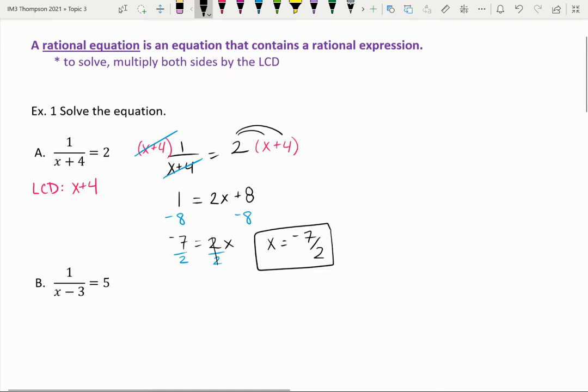Now I can turn that into a mixed fraction or a decimal. I'm just going to leave it as an improper fraction. I'm happy with that, as long as it's simplified.